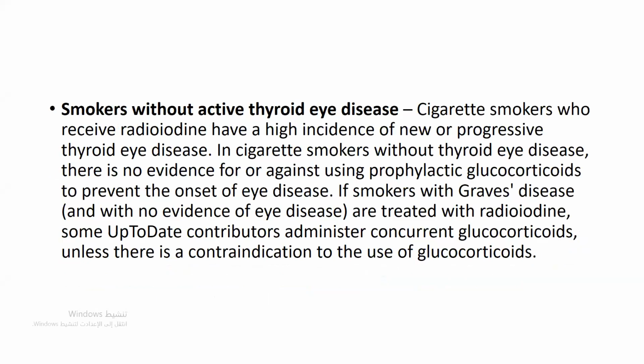Smokers without active thyroid eye disease: cigarette smokers who receive radioiodine have a high incidence of new or progressive thyroid eye disease. In cigarette smokers without thyroid eye disease, there is no evidence for or against using prophylactic glucocorticoid to prevent the onset of eye disease. If smokers with Graves' disease are treated with radioiodine, some guidelines or some opinion is to administer concurrent steroid unless there is contraindication to use glucocorticoid. It also is recommended.